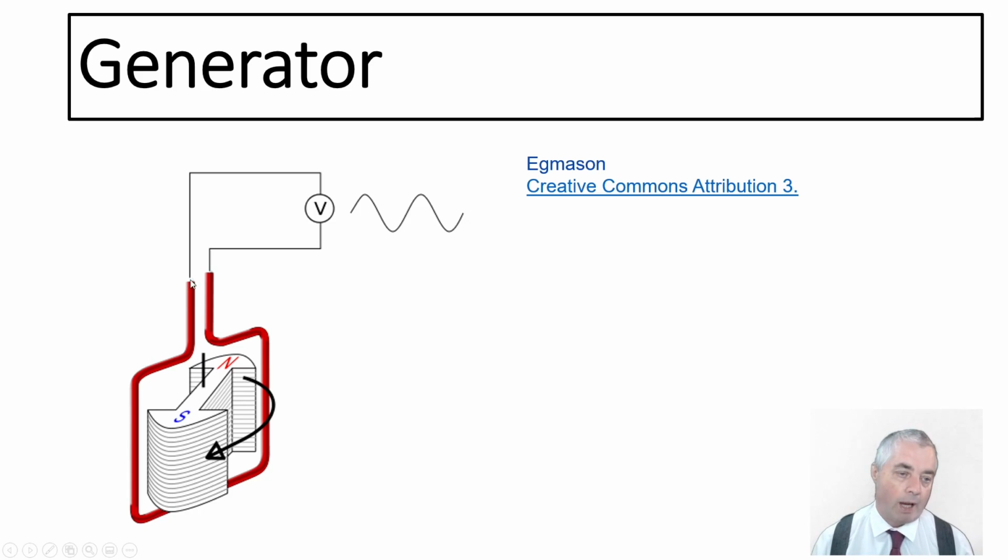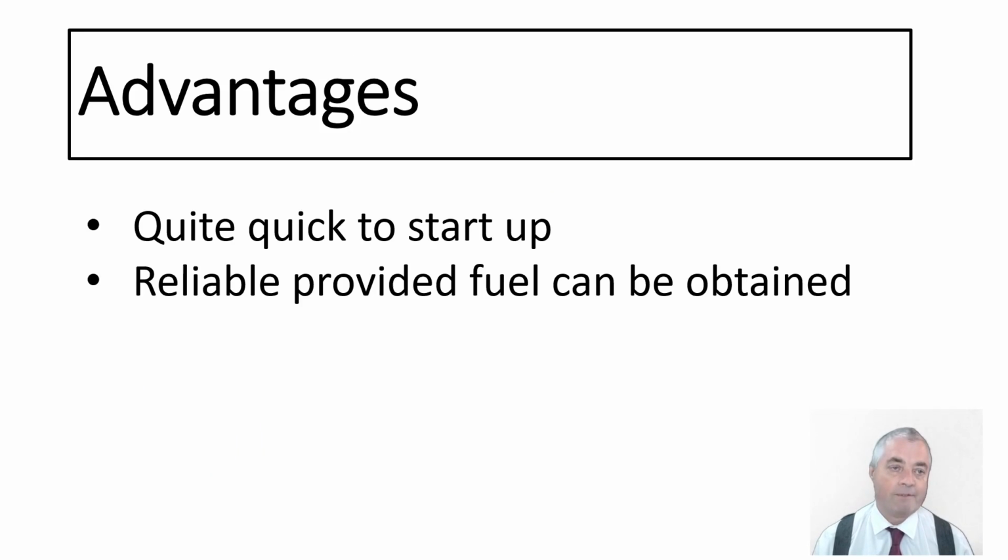But for now, a generator could be made by having a coil of wire and a magnet that spins inside. Alternatively, the magnet could stay still and you could turn the coil. Both of those things will generate a voltage. So that's how a generator works, and we'll be talking about generators making voltages in other ways of generating electricity as well. So what are the advantages of a fossil fuel power station?